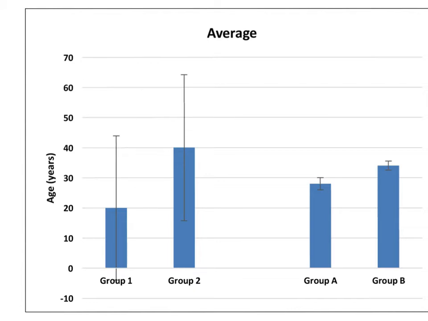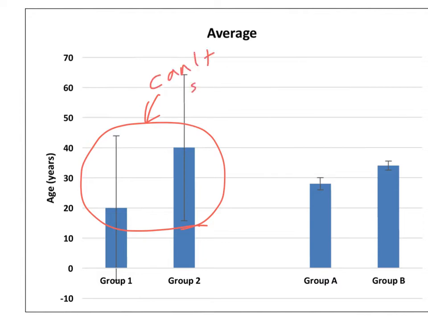Back to our question about whether or not our group of students were different. Notice the average age of group 1 appears to be much less than the average age of group 2. But notice that there's a huge overlap between their error bars. Because of that huge overlap, we can't really say that the two groups are different. They may be different, but we can't say it.